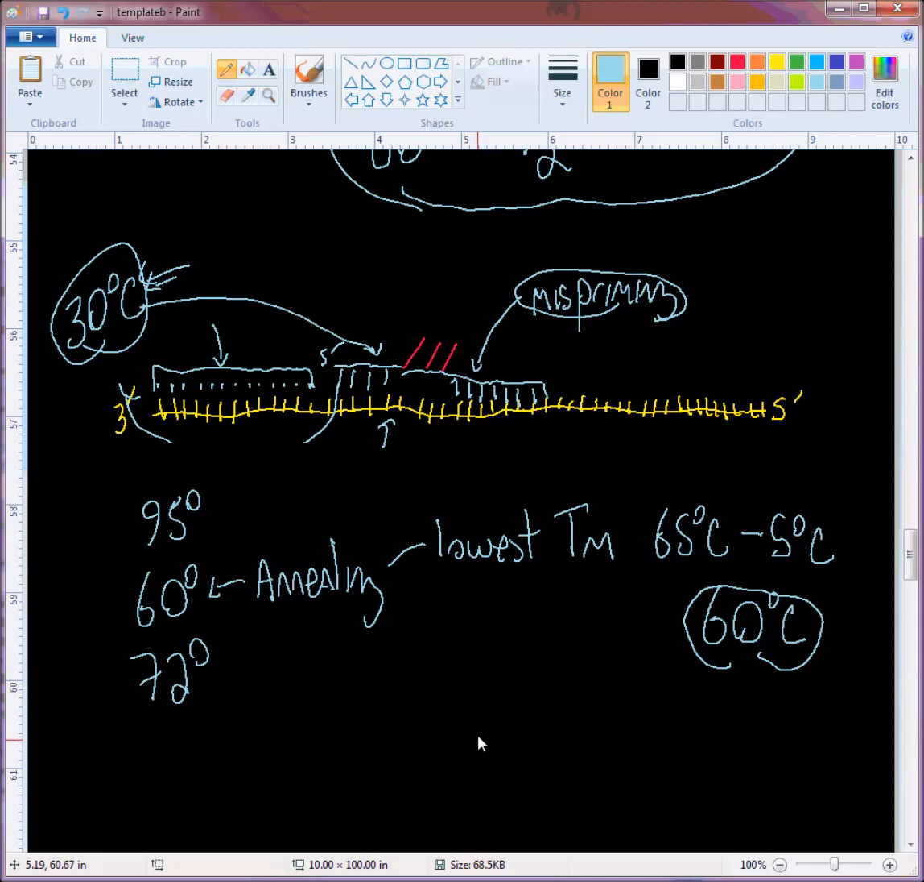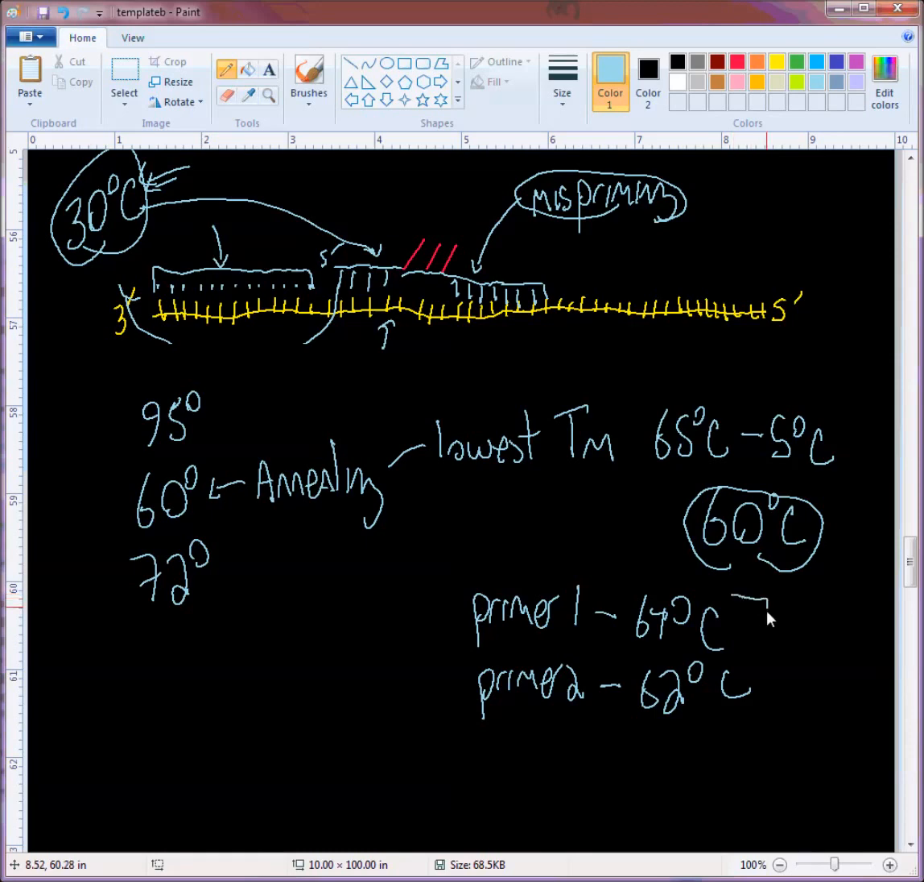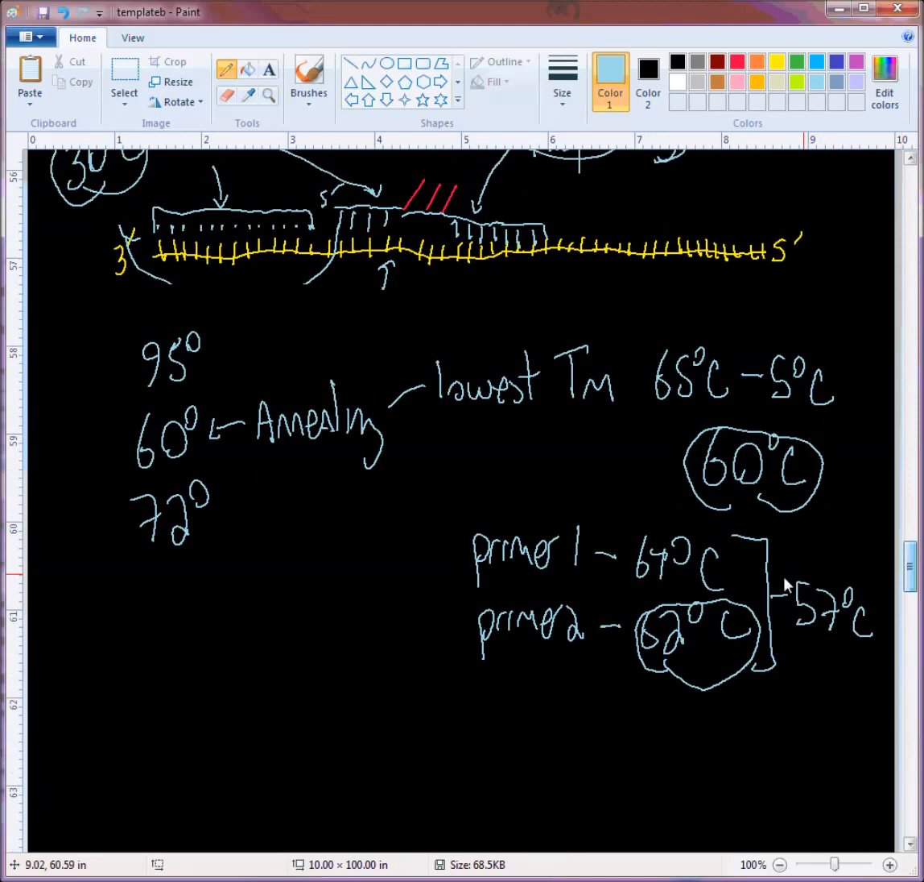So if we have two primers, primer 1, primer 2, primer 1 has a melting temperature of 64 degrees, primer 2 has a melting temperature of 62 degrees Celsius, then what would we set the annealing temperature to be? Well, we take the lowest one and we subtract 5 degrees. So that would be 57 degrees Celsius. Okay, so we just modify the temperatures in our PCR reaction. So now we have 95, 57, and 72.